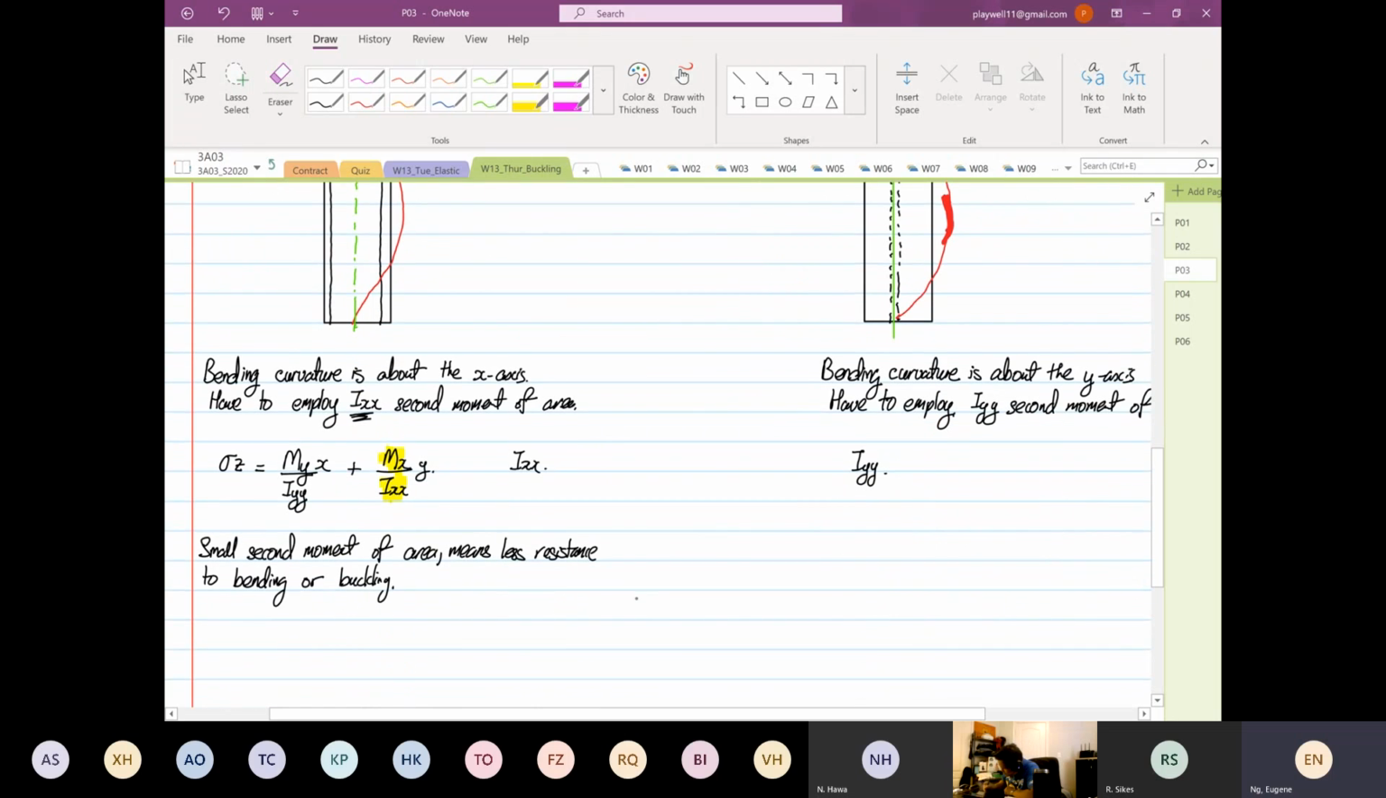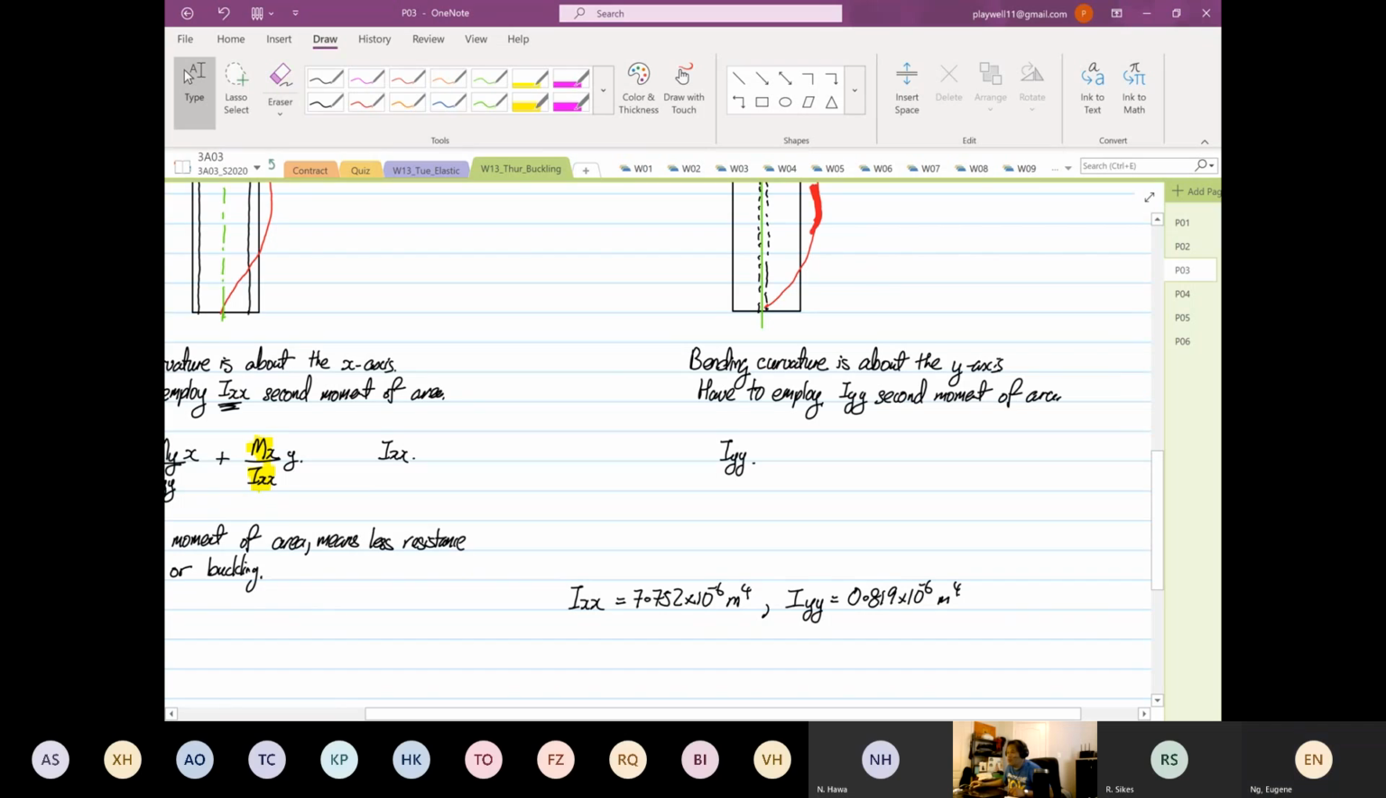IZZ is given. IZZ is equal to 7.752 times 10 to the power minus 6 meter 4, and XX. Hey, wake up, Eugene. So you have IXX. Then you have IYY over here, which is equal to 0.819 times 10 to the power minus 6 meter to the power 4.